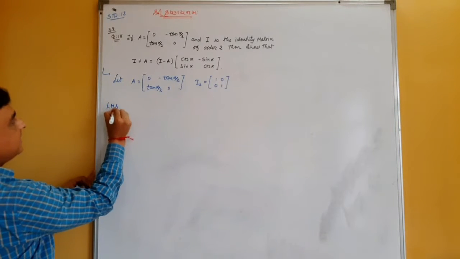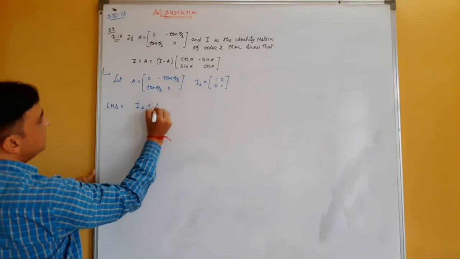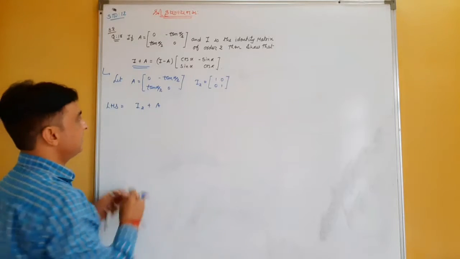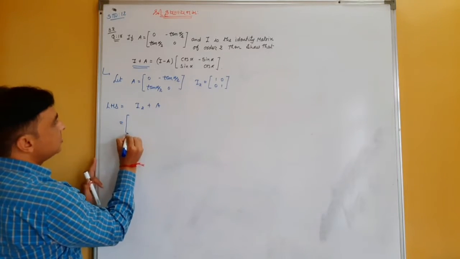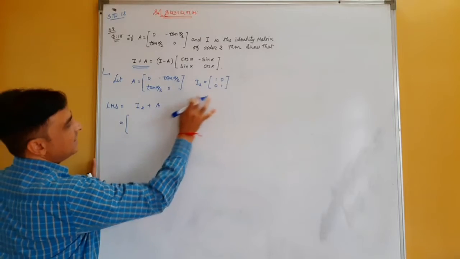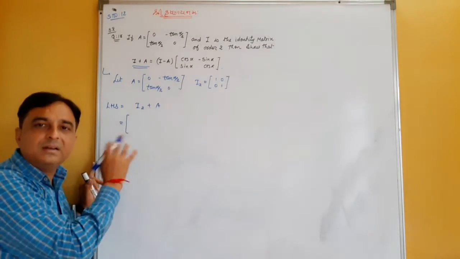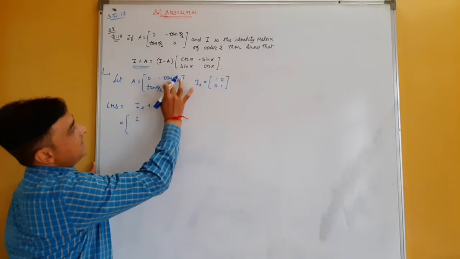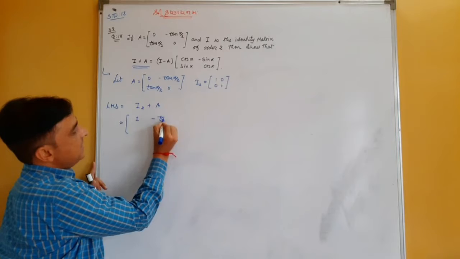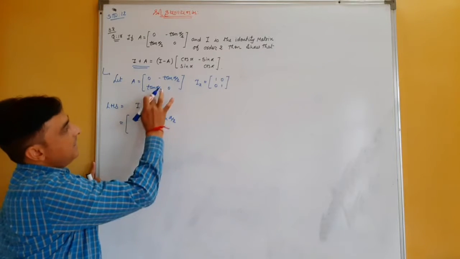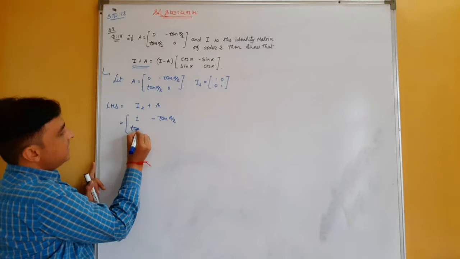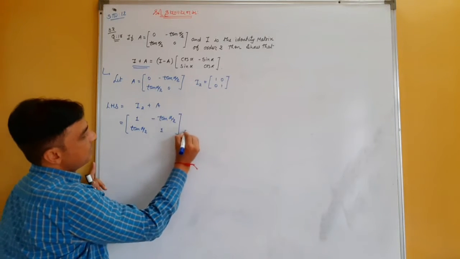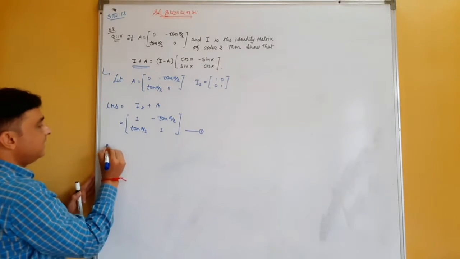So what is left hand side? I2 plus A. This is left hand side. I means I2, order 2 identity matrix. So add them directly. I am not writing the two matrices separately here. 0 plus 1, so 1. Minus tan alpha by 2 plus 0, so minus tan alpha by 2. Tan alpha by 2 plus 0, plus tan alpha by 2. And 0 plus 1, 1. This is the left hand side.